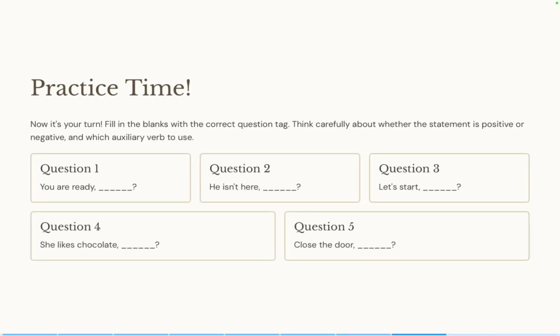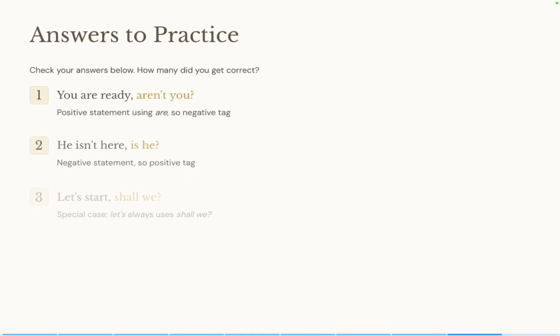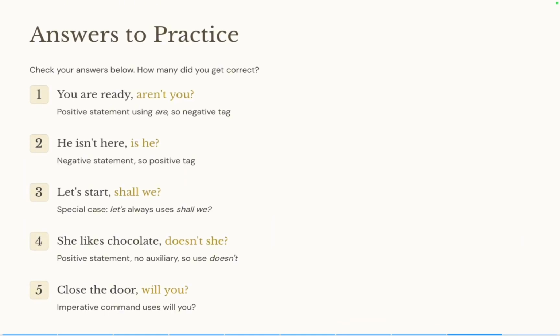Now, it's practice time. It's your turn. Fill in the blanks with the correct question tags. Think carefully about whether the statement is positive or negative and which auxiliary verb to use. Write your answers down in the chat box. Now stop the video. Now you can check your answers from number 1 to number 5 and tell me how many you got correct.